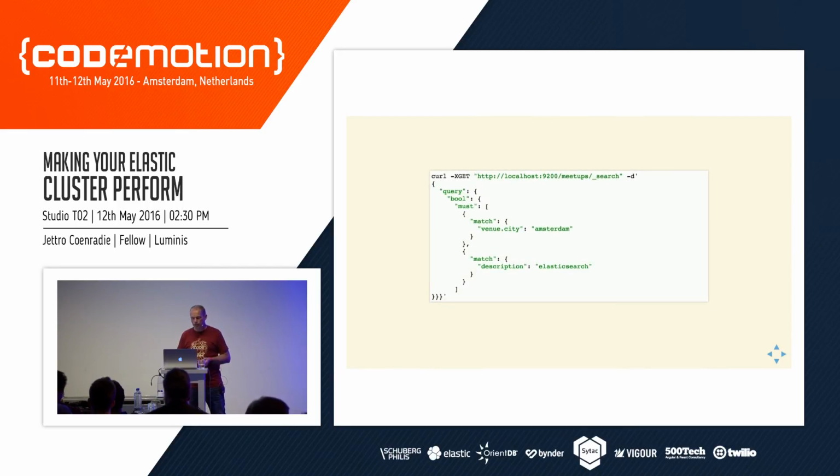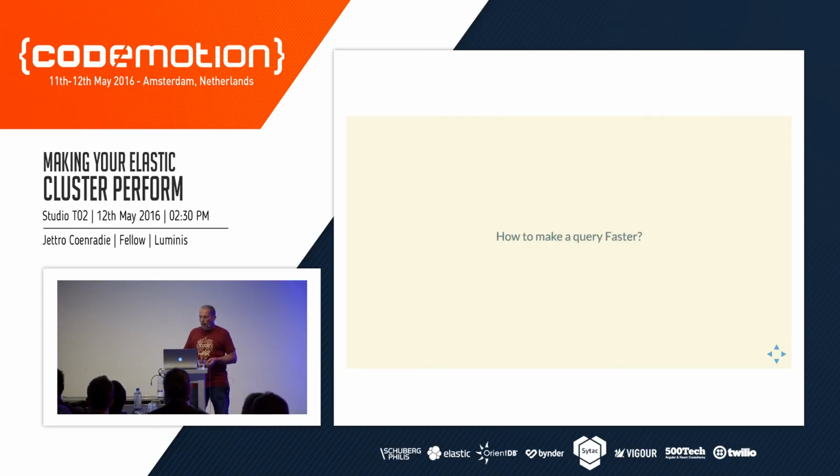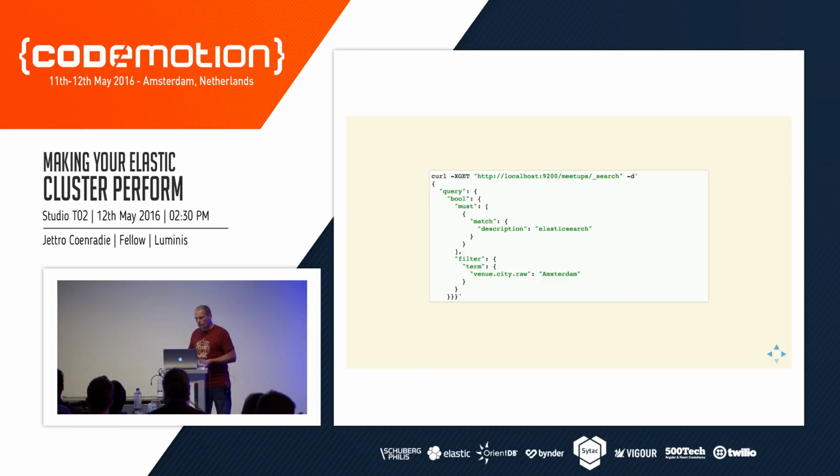Well, this is another query that you do in the URL, but let's focus a little bit on this one. This is the request body query, a very basic query, a Boolean query with a must in there, and 2 match queries. So it will actually query 2 fields at the same time, and they both must match. And then there will be a hit. In this case, I search for the city Amsterdam in the venue, and I search for the term elasticsearch in description. Now, how can we make this query faster? What's the difference between this one and the other one? Well, that's this part.